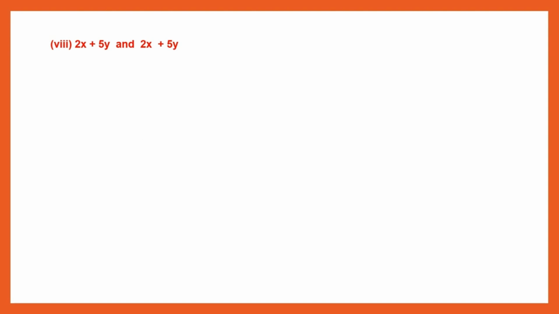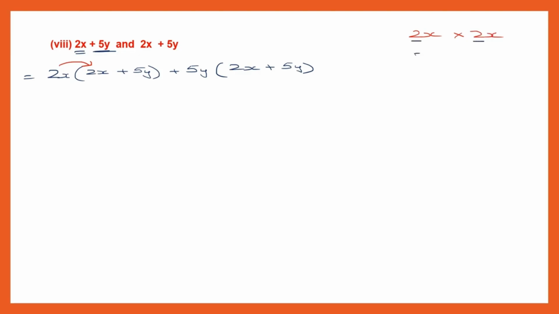Question 8. Let's take the first term. So this is 2x into the second binomial, 2x plus 5y. Take the second term of the first binomial, plus 5y, into the second binomial 2x plus 5y. Now let's multiply 2x into 2x. First let's multiply the numbers. 2 2's are 4. X into x is x². So here we have 4x². So we finished multiplying with the first term.